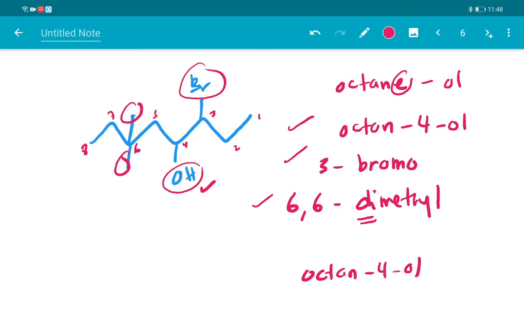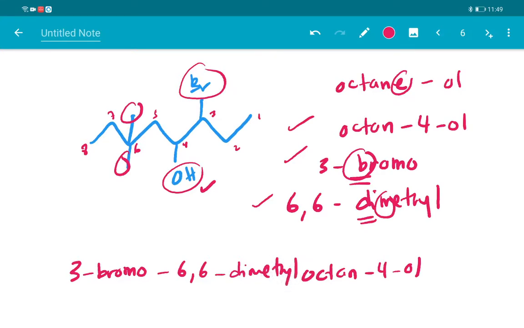Kemudian, between 6,6 dimethyl and 3-bromo, we're going to put the 3-bromo first because based on the alphabetical order. We are comparing B from bromo and also M from the methyl, okay, to decide siapa yang akan diletakkan terlebih dahulu. So, the full answer will be 3-bromo, 6,6 dimethyl octane for all. So this will be the answer.